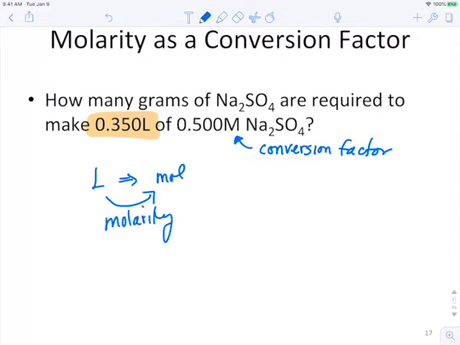But we don't really want moles, we want grams. So then we're going to convert it into grams. How do we go from moles to grams? Molar mass, yes. All right, any questions on what we're going to be doing going from liters into grams? All right, so I want you to give this a try. Feel free to work with your neighbors and let me know if you have any questions.